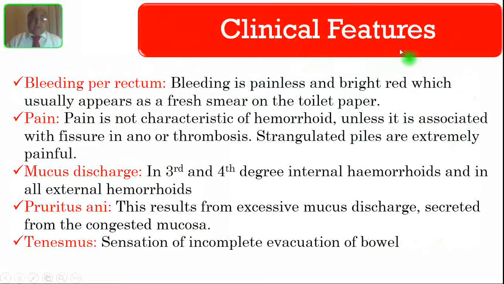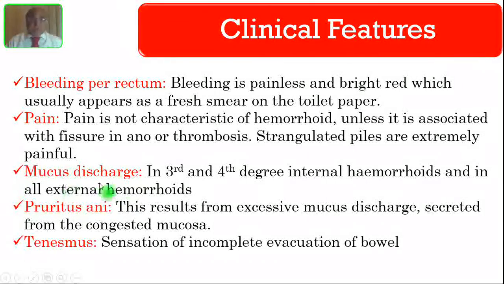So coming to the clinical features, the commonest thing is bleeding per rectum. That is bright red blood per rectum. This bleeding is usually painless, and this appears as a fresh smear on the toilet paper. Pain is not a characteristic feature of hemorrhoids unless it is associated with fissure in ano or thrombosis of these hemorrhoids. Strangulated hemorrhoid will also become extremely painful.